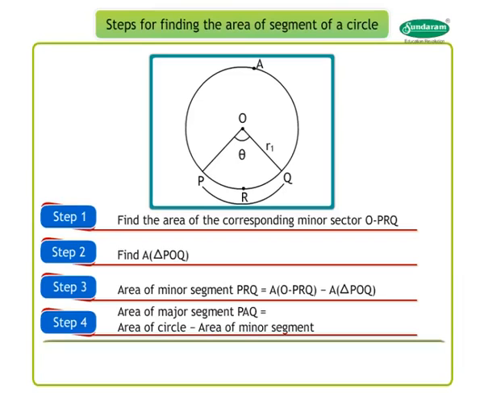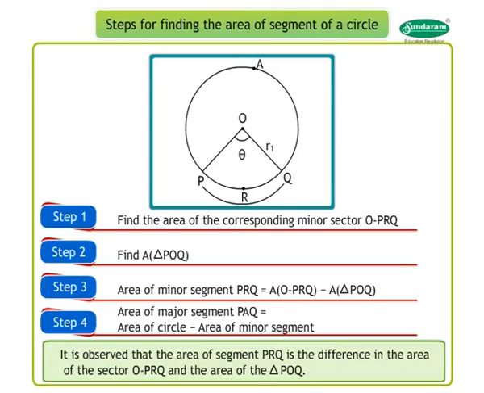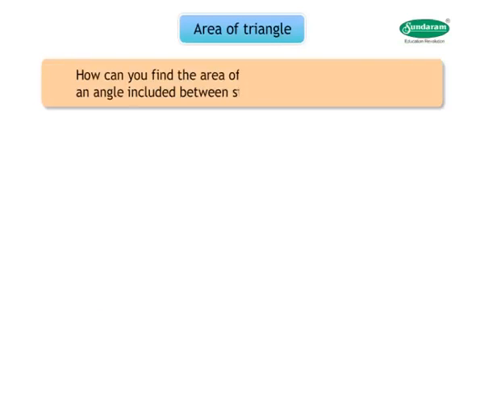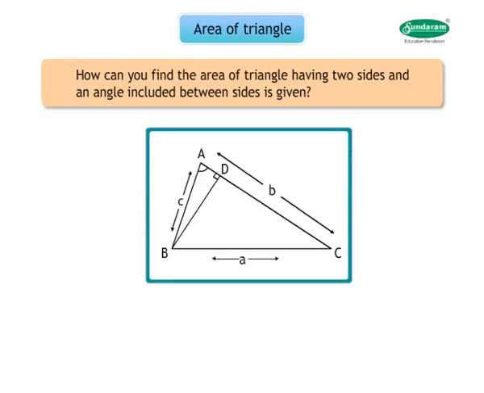From the figure, it is observed that the area of segment PRQ is the difference in the area of the sector OPRQ and the area of the triangle POQ. Area of triangle. How can you find the area of triangle having two sides and an angle included between sides is given? Look at the figure.